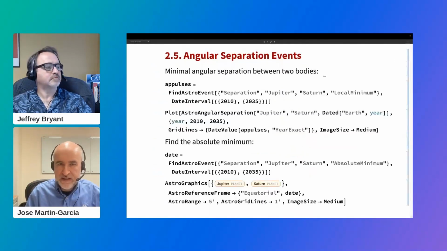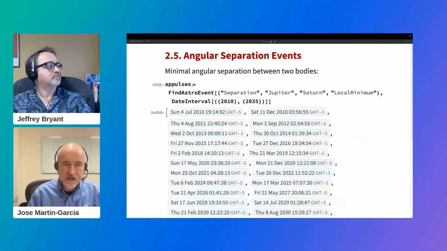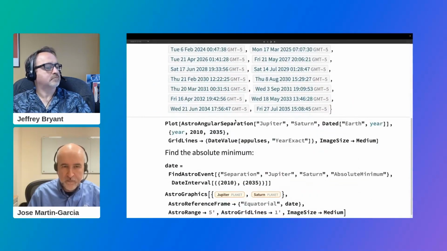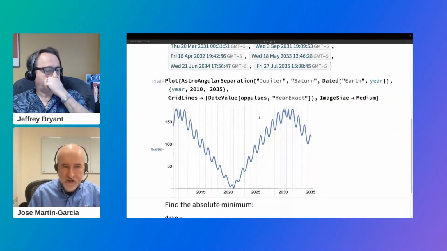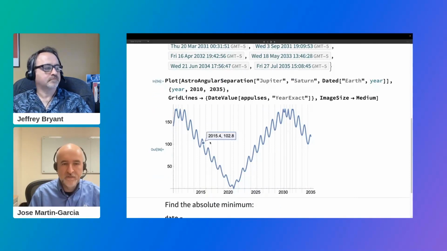Rather than computing distances, we can compute minimum of separation. That's called an appulse. And here we can find the local minimum of Jupiter and Saturn between 2010 and 2035, and we get all these dates. We can plot them in a plot. That's our function to compute separation, and we see how those dates correspond to all the minima in this curve.